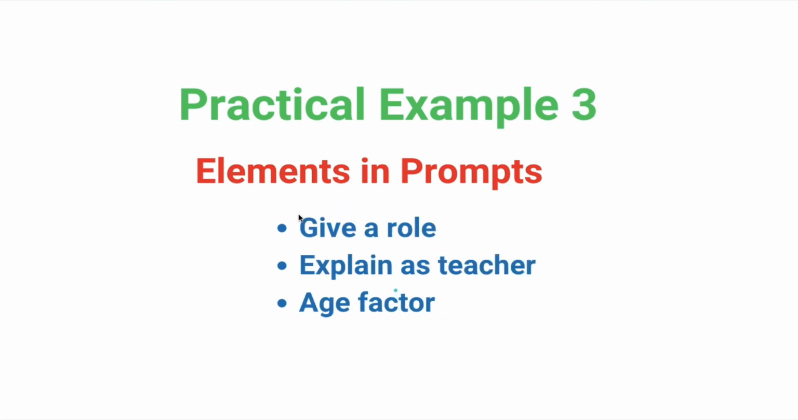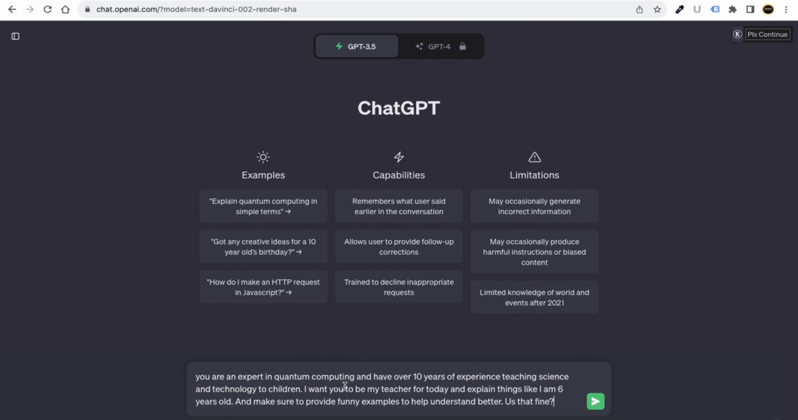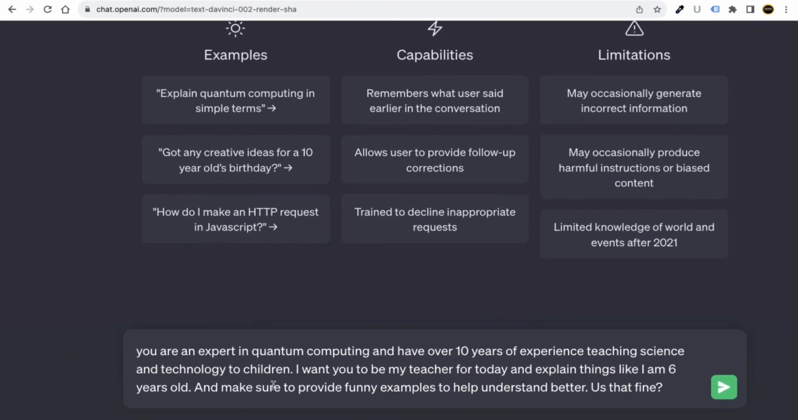Okay, hey guys, so let's take the practical example 3, and here you have to include 3 elements in your prompt, that is give a role, explain as a teacher, and age factor. Now what I mean to say by this, see, you can say something like this, you can of course tweak the prompt you want, but this is how the format is going to look. So here you define a role, like you are an expert in quantum computing, etc, and you have 10 years of experience teaching science and technology to children. Okay, I want you to be my teacher.